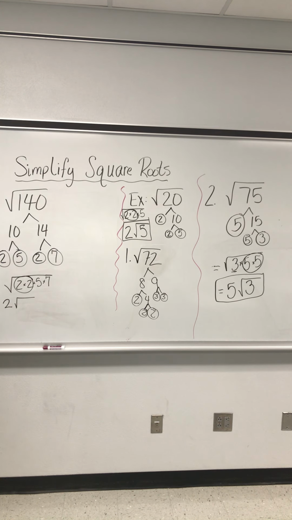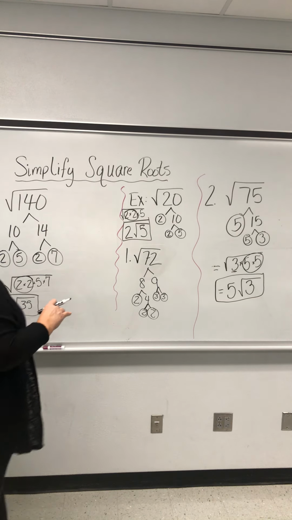What are we going to do? Anytime, kind of how we multiplied anything that would come out, we're going to multiply again. So here, 5 times 7, 35. So to simplify the square root of 140, our answer would be 2 square root 35.